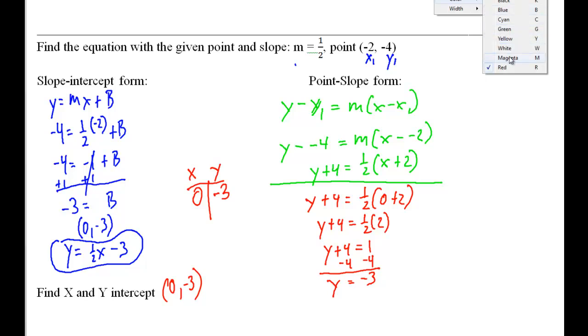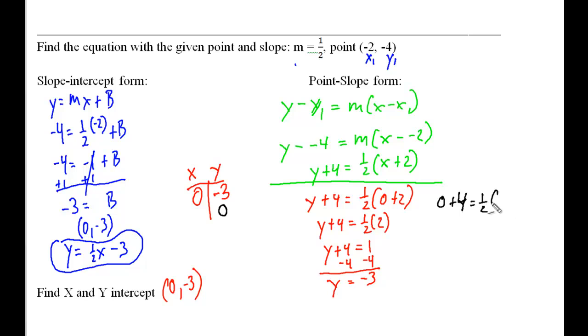Now let's do another one. Let's try to find the x-intercept by plugging a 0 in for y. So plugging a 0 in for y, I now have 0 plus 4 is equal to 1/2 times the quantity of x plus 2. 0 plus 4 is 4, and if I distribute the 1/2 to the x and 1/2 to the 2, 1/2 times 2 is 1. I'm going to subtract 1 from both sides. The 1 simplifies, 3 is equal to 1/2 x.